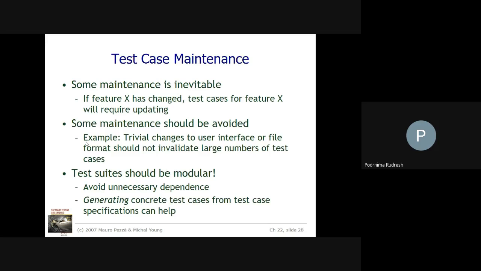See here, if feature X changes, then we need to modify the test cases, right? Test cases for feature X will require updating. Some maintenance should be avoided. For example, trivial changes to the user interface or file format should not invalidate a large number of test cases. The test suites should be modular, because we need to avoid unnecessary dependence, and generating concrete test cases from the test case specifications can help in test case maintenance.